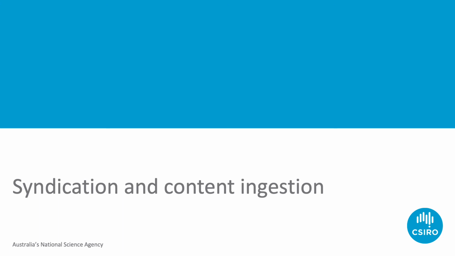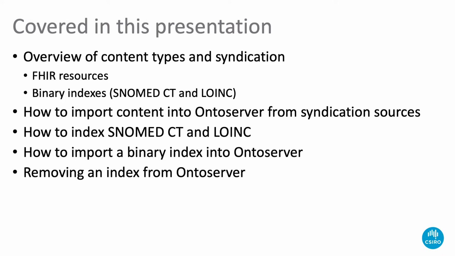Welcome to this short presentation on the process of importing content into OntoServer, principally via OntoServer's syndication capabilities. This presentation will cover a short overview of the various content types supported by OntoServer and a high-level overview of OntoServer's syndication capabilities to provide some context. Then the presentation will move on to explain how to import content into OntoServer, create indexes for SNOMED-CT and LOINC, import those indexes into OntoServer, and finally remove indexes from OntoServer.